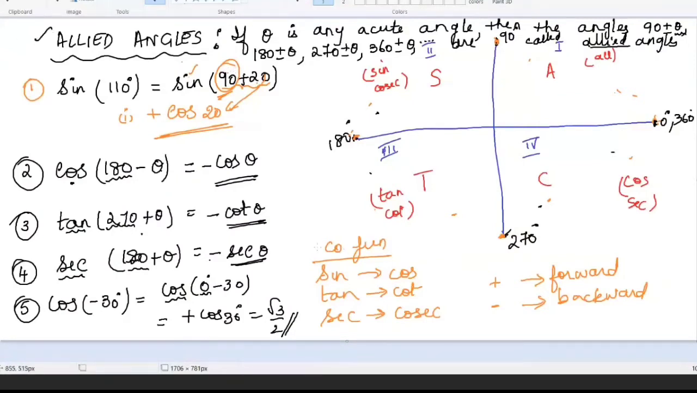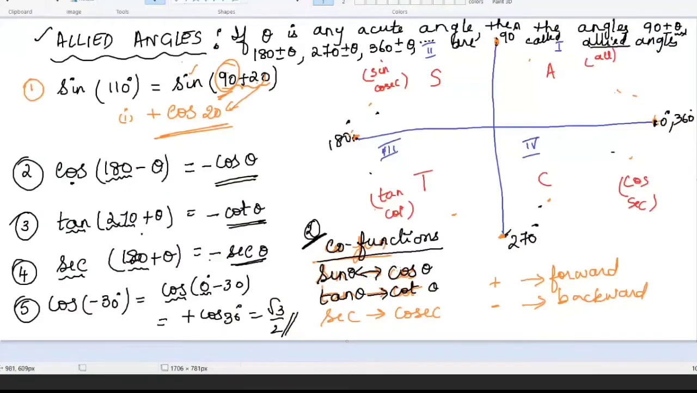Second thing, write this as cofunctions. This is the second part which you have to write. Next side heading, cofunctions. Then write below the cofunctions, sin theta will become cos theta. Next, tan theta will become cot theta. This is reverse also, okay? So look at the arrow mark.